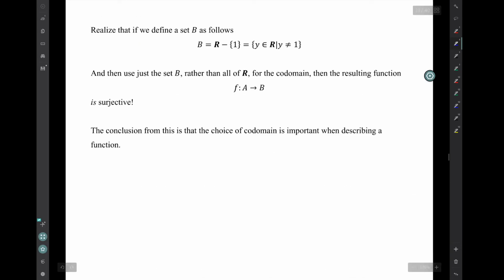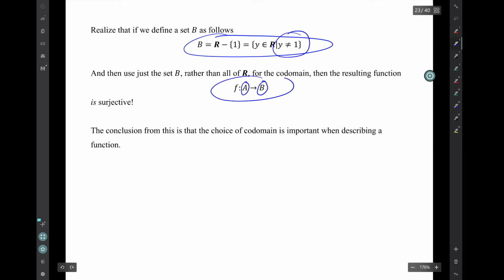But what if we did this? Let's define the set B, the set of all real numbers y such that y is not equal to 1. If we use that as our codomain and we write this symbol, f colon A arrow B, then this function that I've circled is surjective.